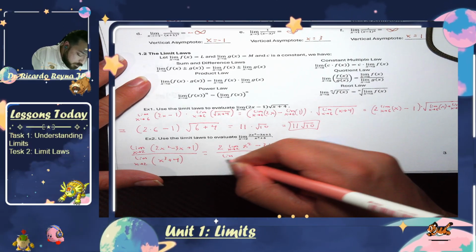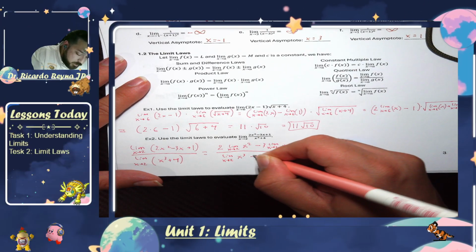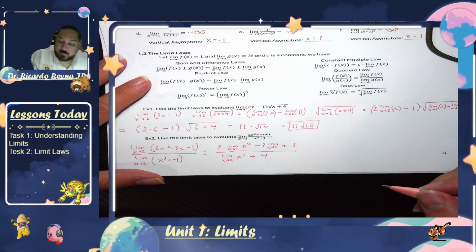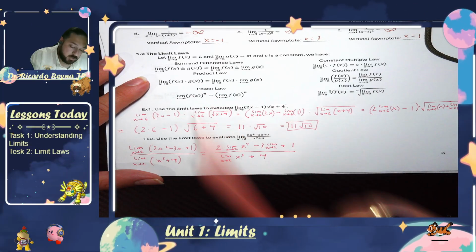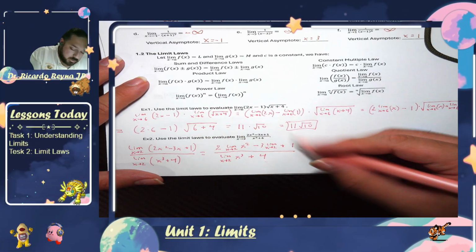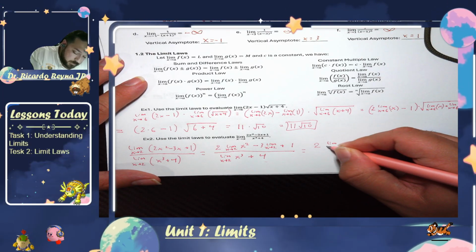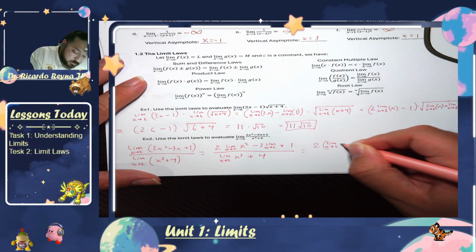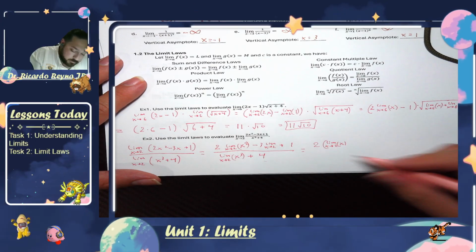Similar vibe over here. The limit as x goes towards 2 of x to the third plus 4. Now for here, we can use the power law, which means that we can technically just rewrite this as the limit as x goes towards 2 of x, all cubed. Oh, I forgot to do that, my bad.